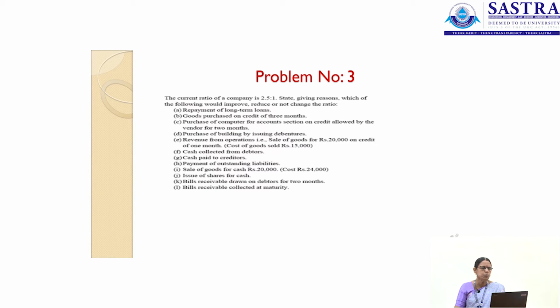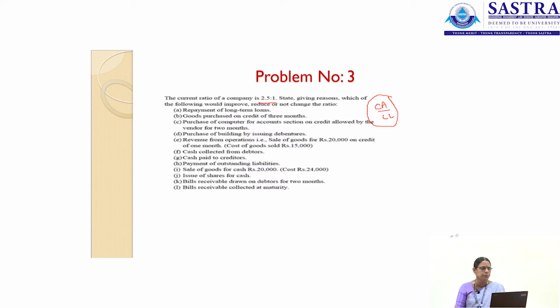The current ratio is 2.5 is to 1. State giving reasons which of the following will improve, reduce or no change in the ratio. So current ratio, as you know, is current assets divided by current liabilities. Current assets being the components as stock, debtors, bills receivable, we have cash, bank, prepaid expenses, outstanding incomes. Current liabilities were sundry creditors, bills payable, outstanding liabilities, income received in advance, and we have the bank overdraft.